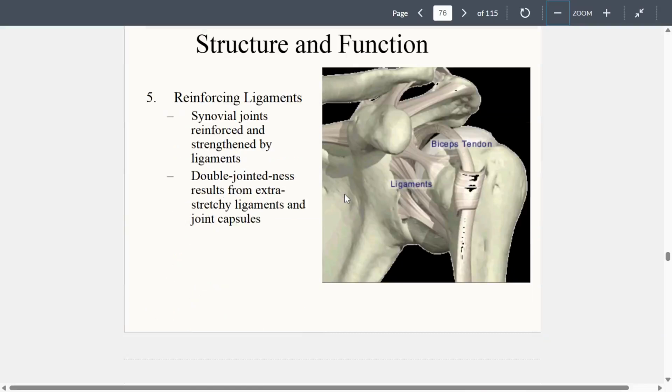And then there are going to be reinforcing ligaments. So within this joint capsule, we will find ligaments connecting the bones to each other, running in a variety of different directions to help keep the joint together, help keep the bones together.